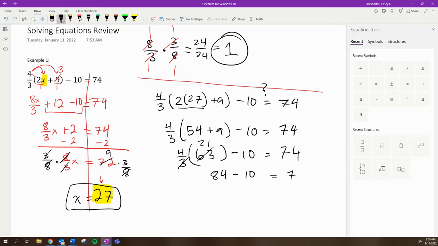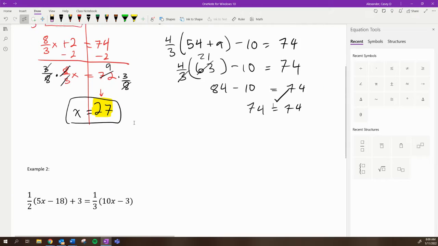And things are looking good, aren't they? Because 84 minus 10 does, in fact, equal 74. So I put a check mark here showing that my solution checks out. Let's do one more example.